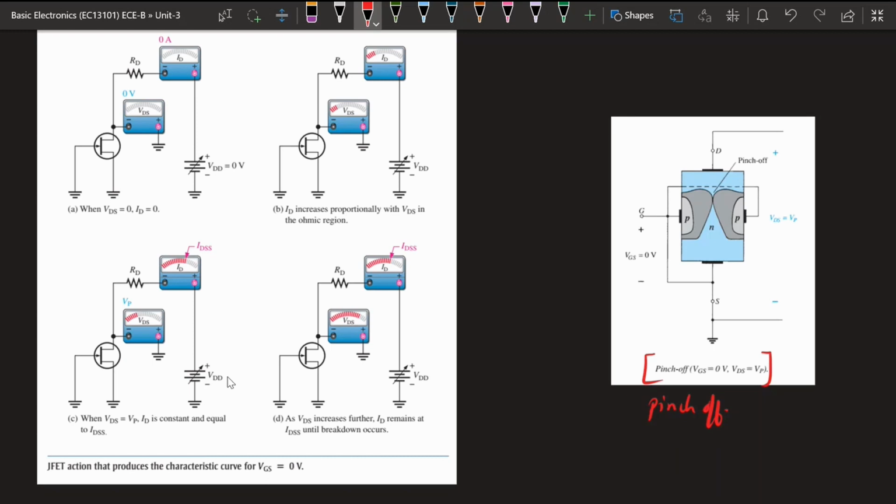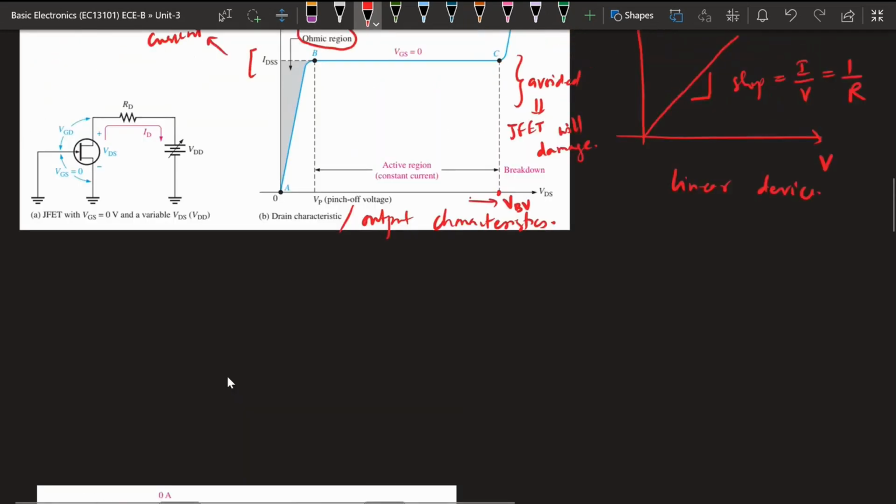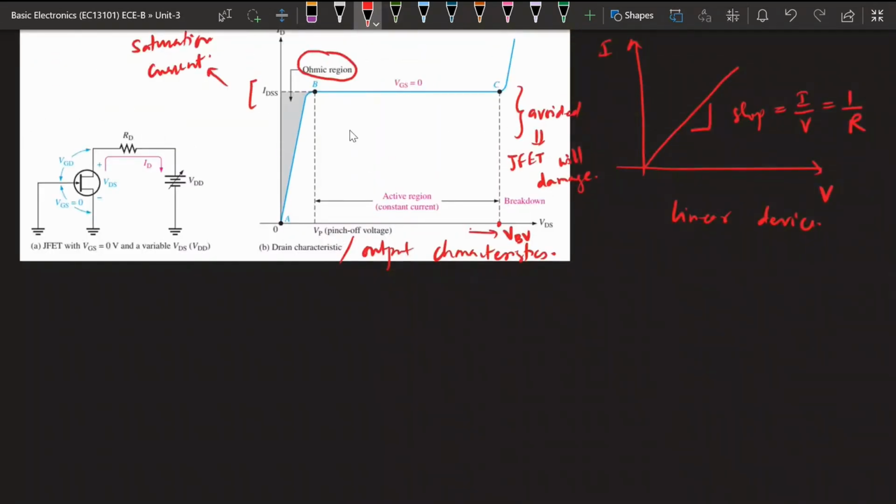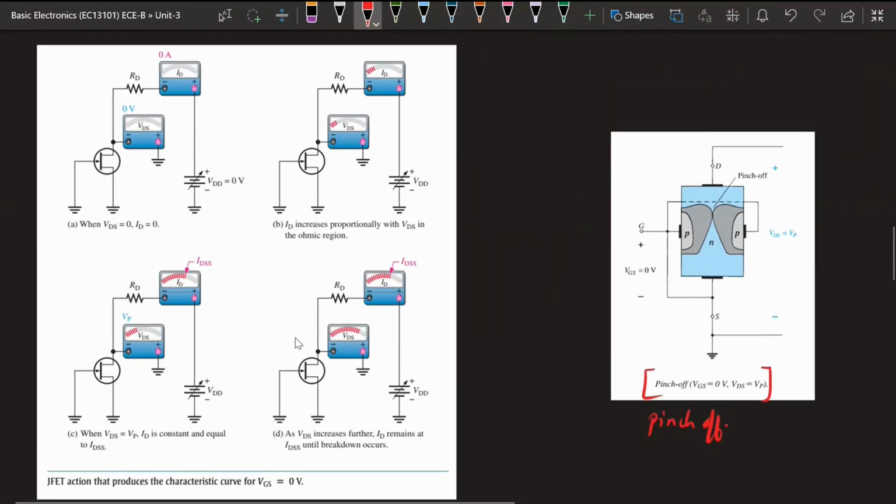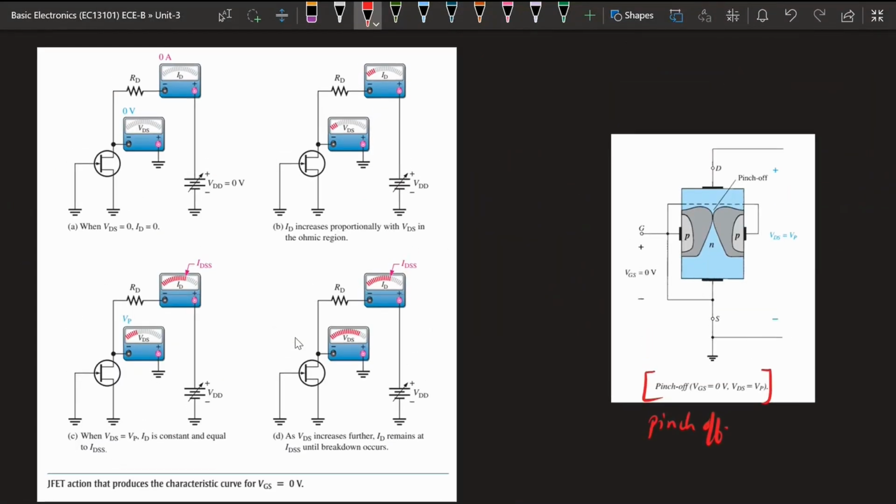VGS equals 0 we have seen in the previous case. This is the VGS equals 0 curve. Whatever the VDS is increasing, with respect to that there is a curve. How has it been produced? We can consider here: when VDS equals 0, the current will be 0. That is the first case we have seen.